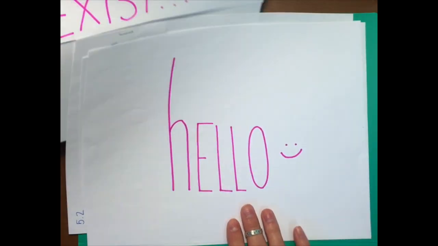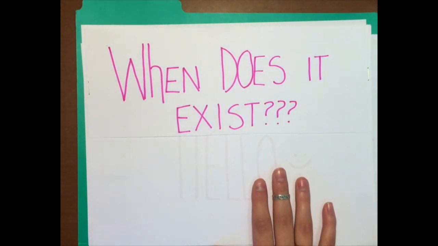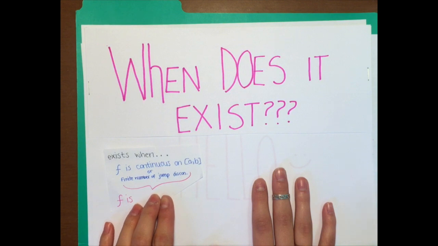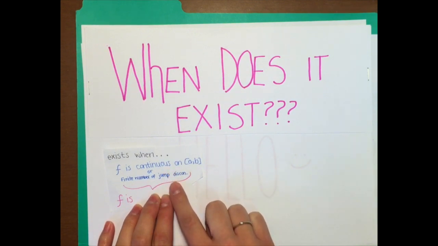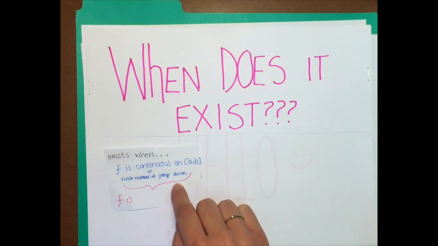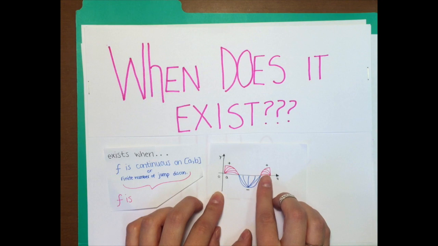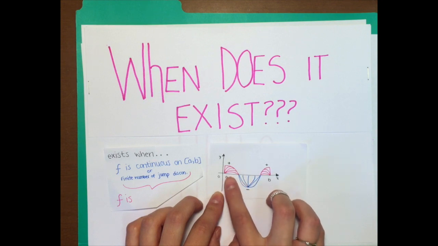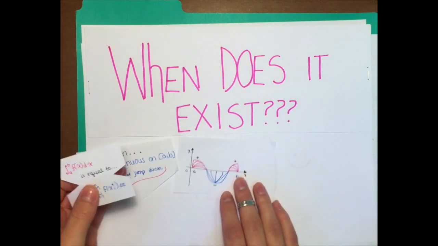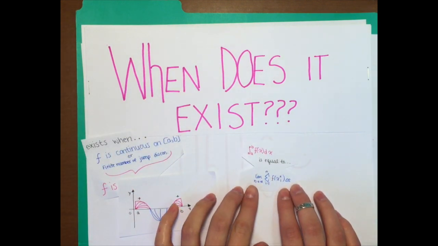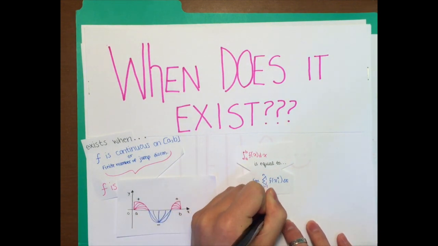Now that we know what a definite integral is, when does such a thing exist? It exists when the function is continuous on the interval a to b, or has a finite number of jump discontinuities. We use the definite integral to find the area under a curve. We can also use the theorem from the textbook to solve for a definite integral value.